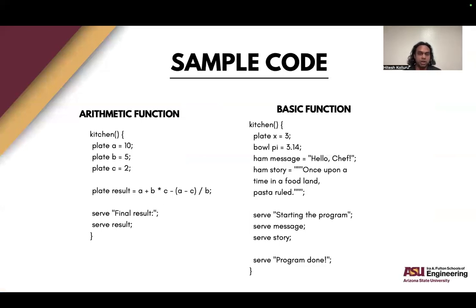So this is our sample code. This is the arithmetic function where we have a plate that is assigned an integer, and then we're doing a bunch of arithmetic operations, and then using serve to print the final result. And then this is a different basic function where we are showing strings and the other data types that we have, for example bool, float, and ham for strings. We also have multi-line strings available within our program, done with ham story.